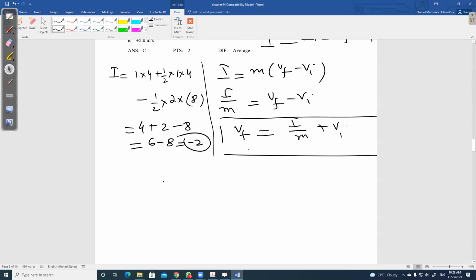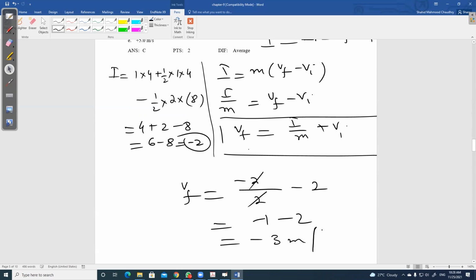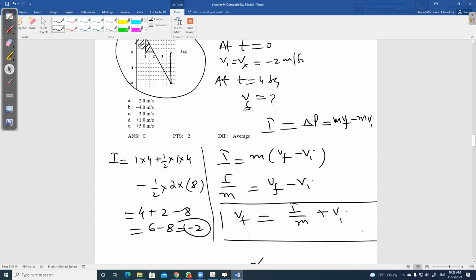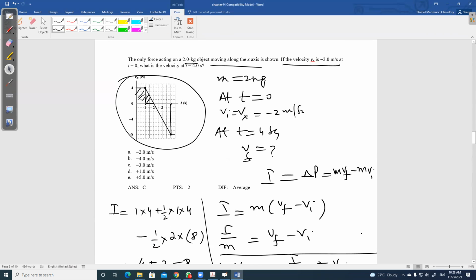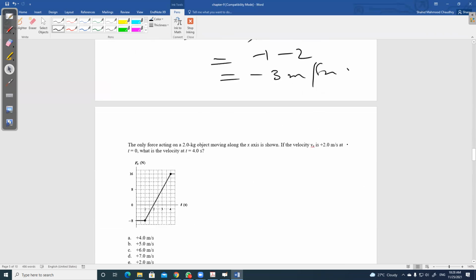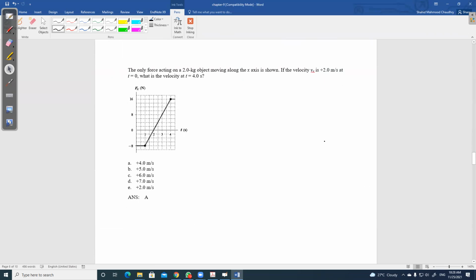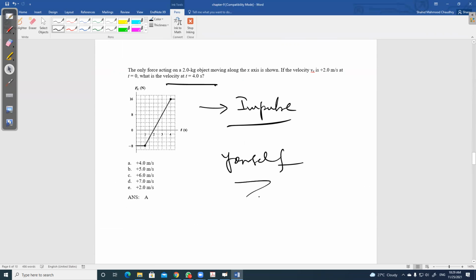So I put the value here. Vf is I over m, minus 2 over 2, plus vi, which is already given as minus 2. So minus 1 minus 2 is equal to minus 3 meter per second. In this way you can solve this problem. The important thing is you take the impulse as the area under the graph. In the next problem it is the same thing: find the impulse under the graph and then solve it for the velocity. This is the same problem, and you can try it yourself.